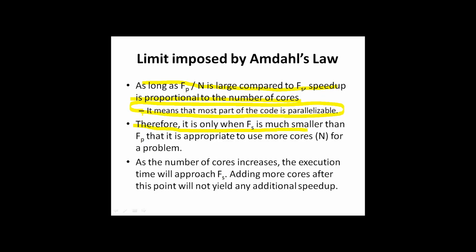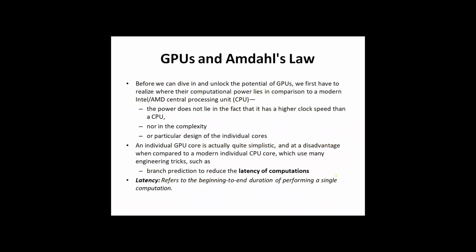Therefore, it is only when fs is much smaller than fp that it is appropriate to use more cores. As the number of cores increases, the execution time will approach fs. Adding more cores after this point will not yield any additional speed up. So now let's talk about this Amdahl's law in terms of GPUs.